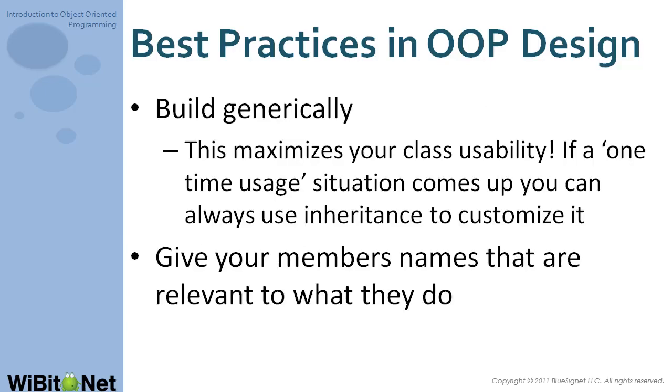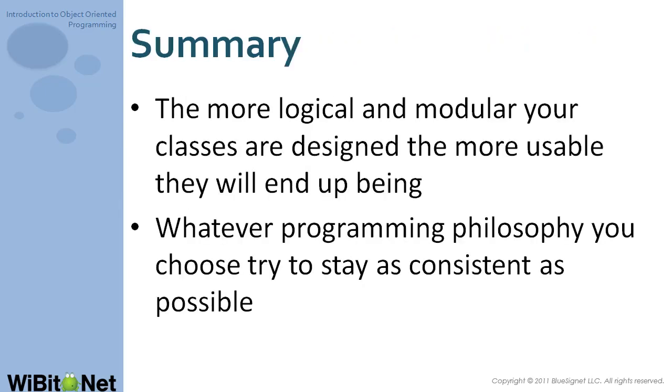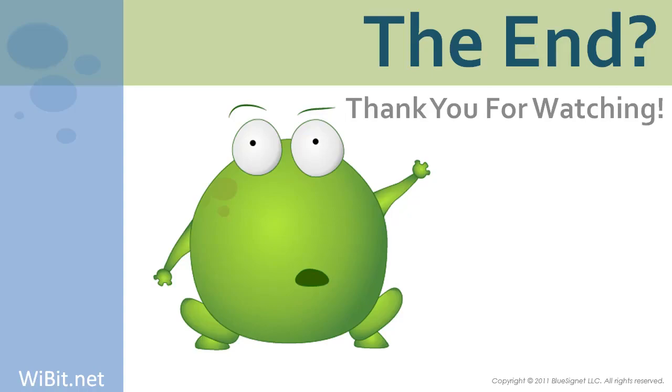Yeah. So build generically to maximize class usability and reusability. And give member names that are relevant to what they do. Don't call something button click 1. Just take the time to name it. Yeah. Take pride in your code. If you're just being sloppy about it and rushing, you think you're saving time by naming things whatever and moving along. It will cost you, I guarantee it will cost you more time down the road. Absolutely. The more logical and modular your classes are designed, the more usable they will end up being. And whatever programmer philosophy you choose, try to stay as consistent to it as possible. Yes. Wow, we did a pretty decent job summing that up.